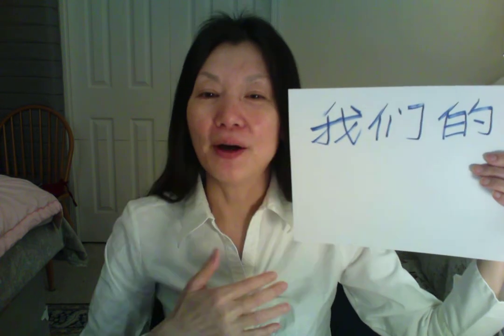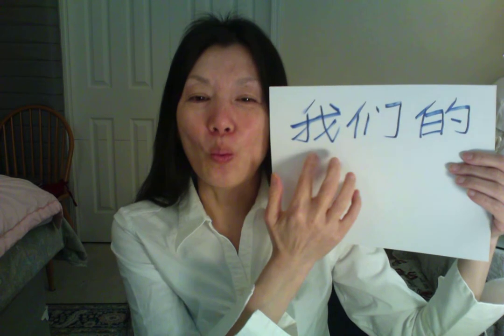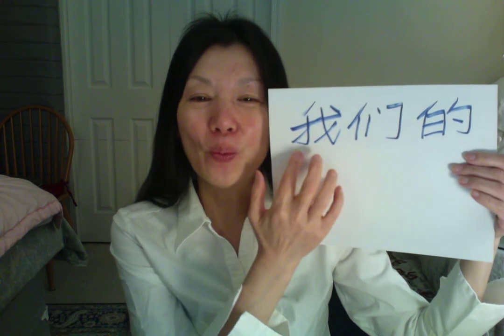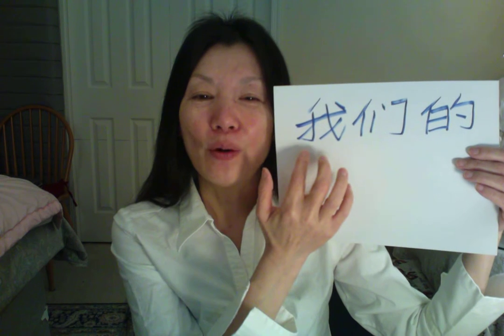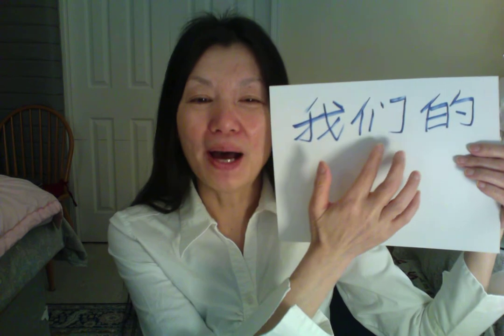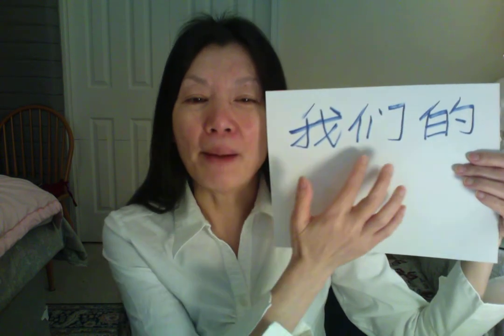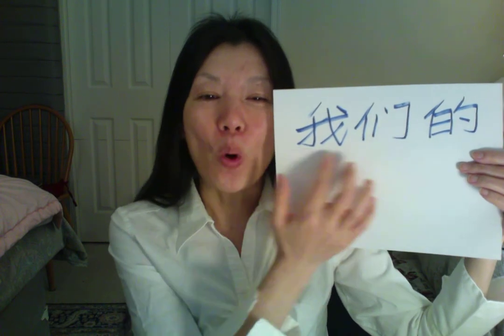我, by yourself, me or I. 我们, 们 is plural, we. 我们的, ours. Follow me, later. Okay, then you go first. 我们的. Okay, one more time. 我们的, ours. Okay, let's see next.